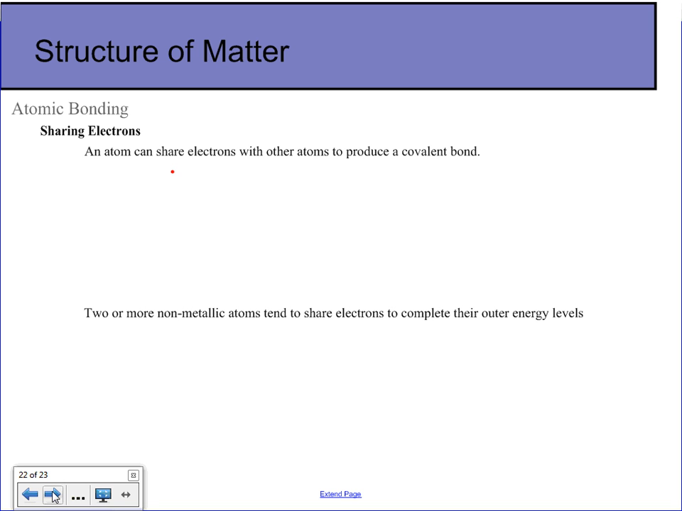Sharing electrons. An atom can share electrons with other atoms to produce a covalent bond. So in this case, both chlorine atoms require one electron to fill their outer energy level, but they can share electrons to produce a covalent bond, as shown here, where these electrons in the middle are shared, forming this covalent bond. So two or more non-metallic atoms tend to share electrons to complete their outer energy levels.